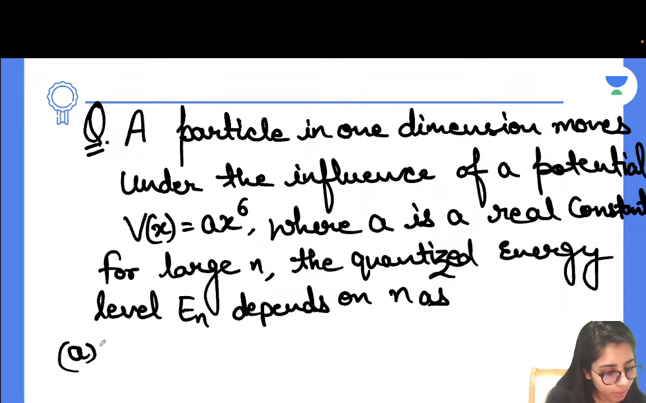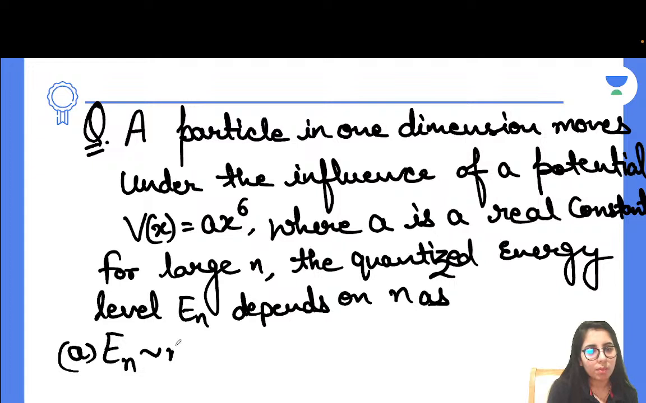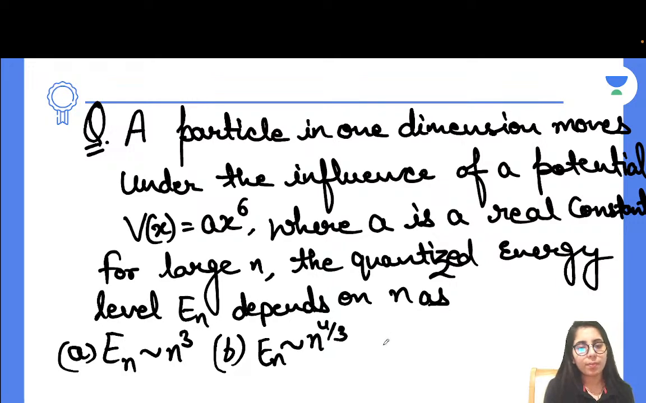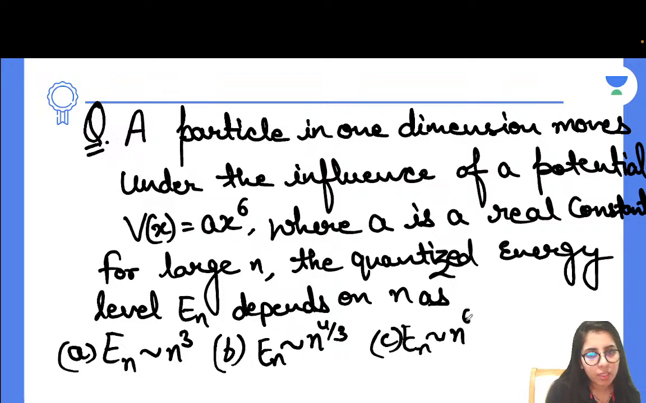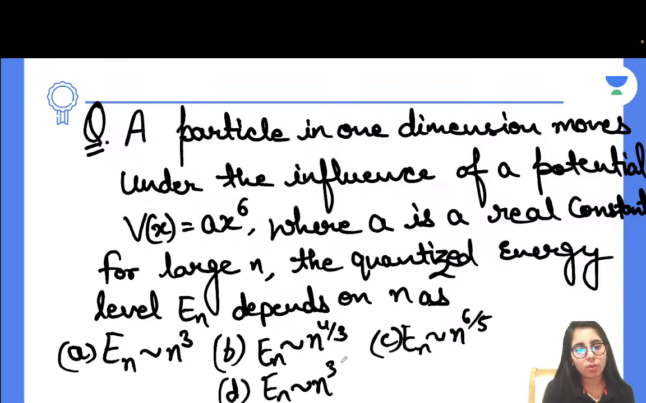The options are: En is approximately n cube, like it depends on n cube, that's what they want to say. Or En is proportional to n to the power 4 by 3. Or this is going to be dependent on n to the power 6 by 5. Or n to the power 3 by 2. Try it now. Let me know as you get it done what the right answer is according to you.